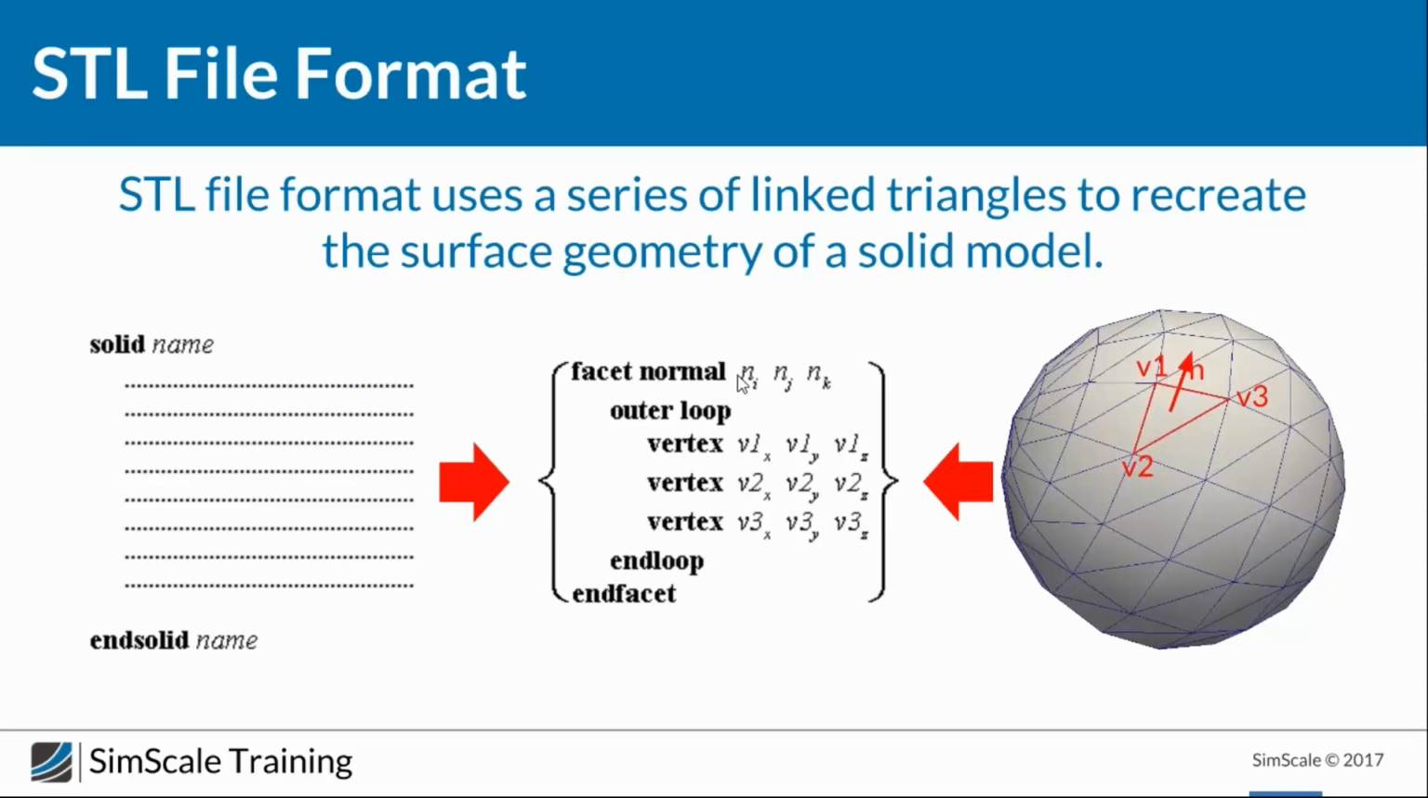As you can see here, we start with the normal in the I, J, K directions, or X, Y, Z, and also the vertices coordinates in the 3 directions for the 3 vertices. And this is how you formulate your CAD model or your tessellation STL file.